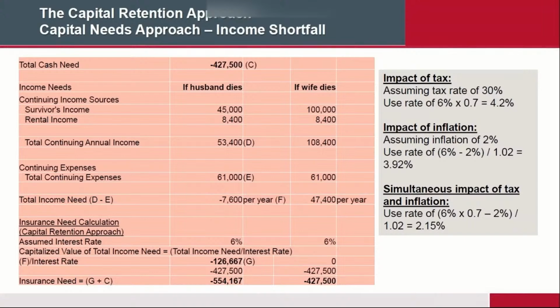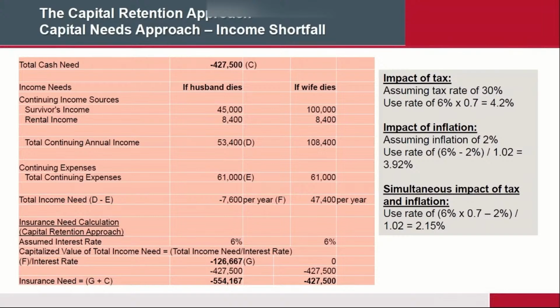Now this is where it gets a little bit complicated, and I urge you to go through the life insurance module and of course the taxation module, because they do a good job of explaining this. I will do my best to cover it. Let's assume for a moment we've taken care of the estate. So we've got $427,500 of insurance. Let's round it off to $500,000. Okay, so now the husband dies.